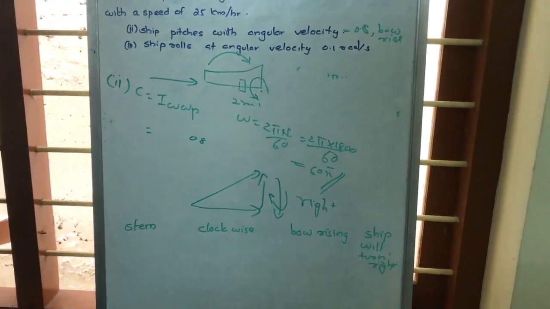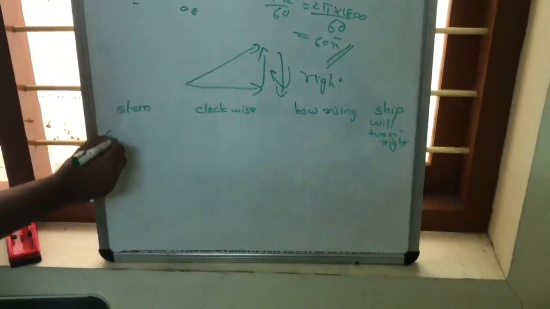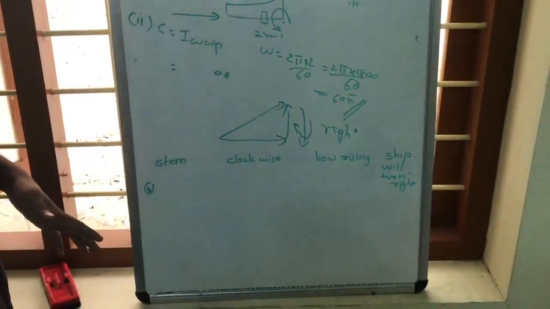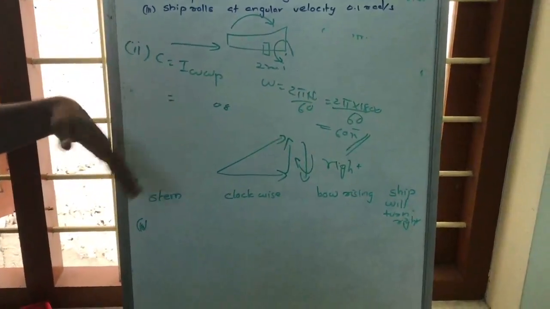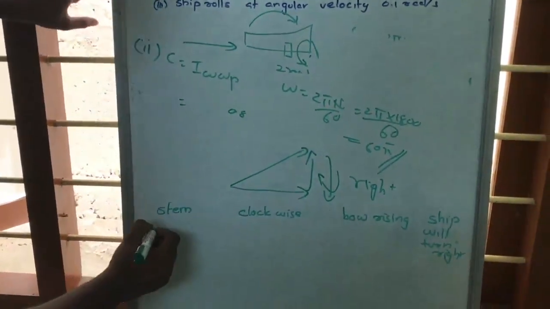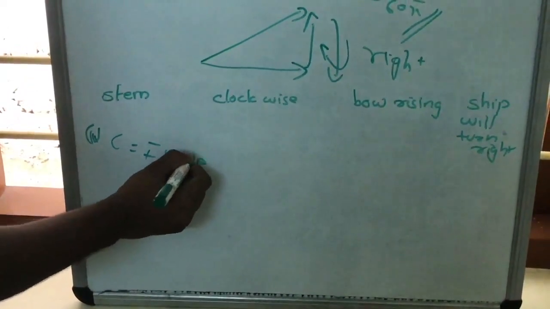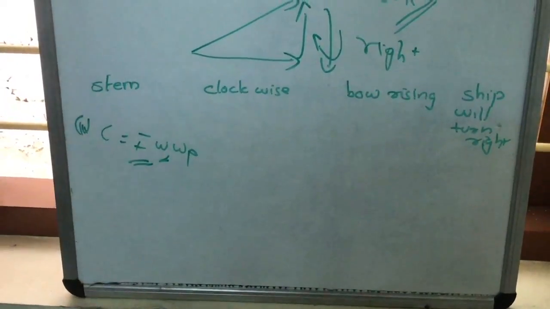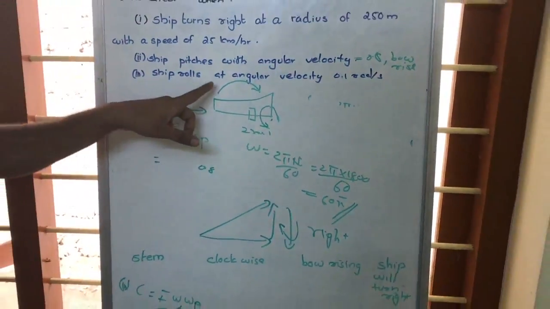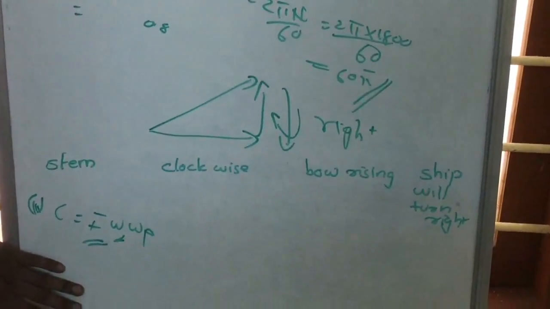Now the ship rolls at angular velocity point. Third case. In the third case it is rolling, and actually because of rolling there is no gyroscopic effect, meaning there is no tilting, turning, etc. But there will be a couple acting. So the same formula again, I omega p. I is the moment of inertia, omega is 2 pi N by 60. Omega p is directly given in the question: the ship rolls with the angular velocity given, and that will be substituted. We will get the gyroscopic couple.